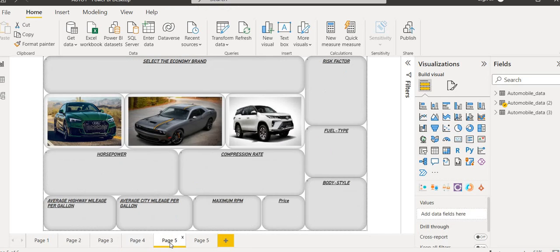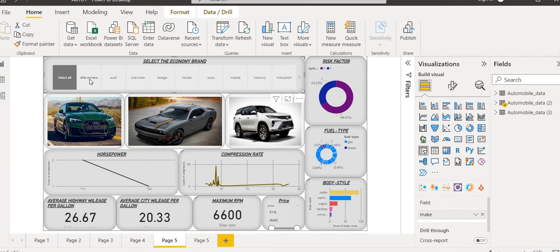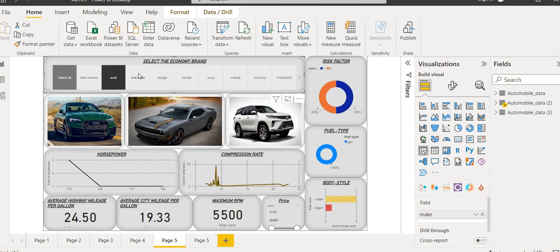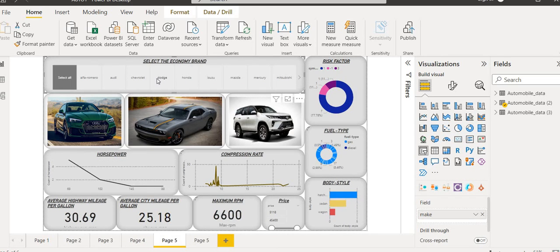Now move on to page number 5, which is giving you the information about the economy brands of cars. Economy brands of cars means those which are less expensive than luxury cars, or you can say they are affordable for a middle class person to buy. Like we can also select Alfa Romeo, Audi, Chevrolet, Dodge in order to get the required information of the brand.